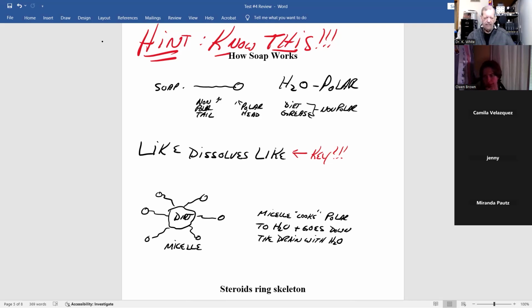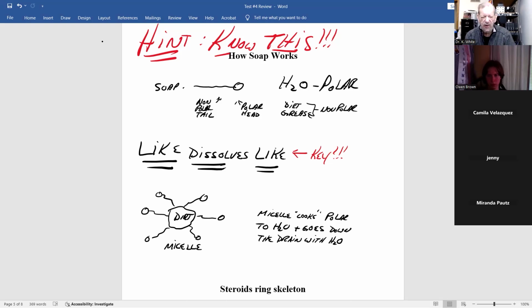And the key to this, and if I were in a classroom, I'd write it super big. The key to the puzzle, how does soap work, is like dissolves like. That means polar things are soluble in polar things, nonpolar things are soluble in nonpolar things. And if you mix the two together, they're not soluble. Just like an oil vinaigrette dressing separates.